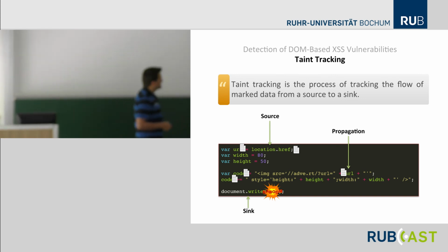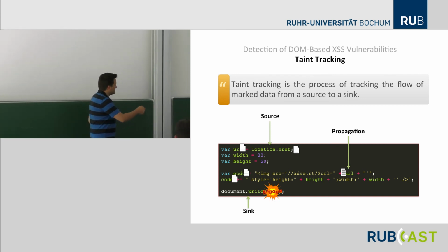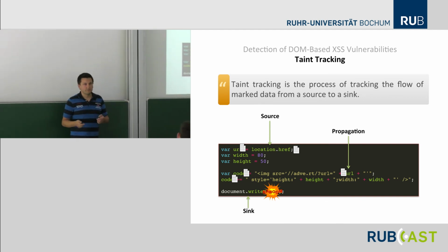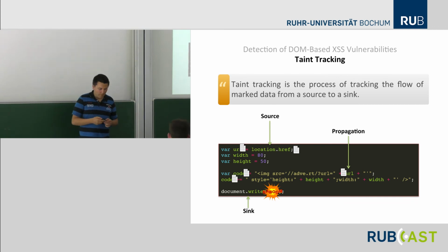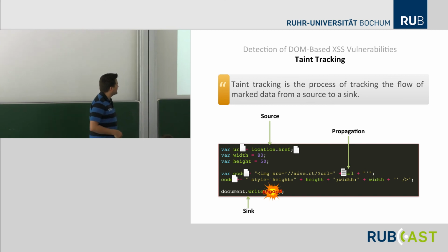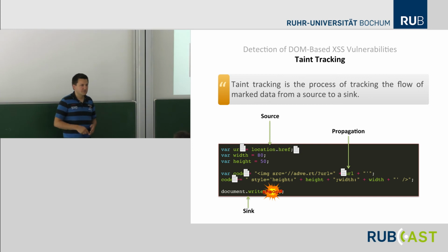So let me quickly explain. We have the example from before. In this case, we have this call to location href. And internally in the browser, this creates a string. And what we are doing in our tool is we attach a piece of information to this string. And we are trying to deliver this piece of information to all the places where the string was used. So at first, we are attaching it to the URL parameter because it's coming from location href.